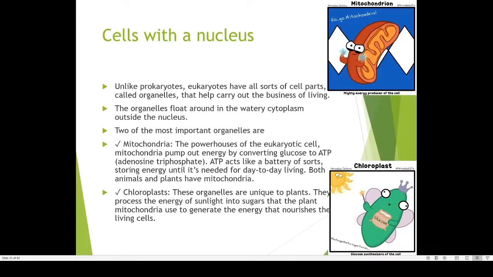So imagine in the future, if we are able to harness the capability of plants, and humans get their own chloroplasts. You don't have to eat anymore.